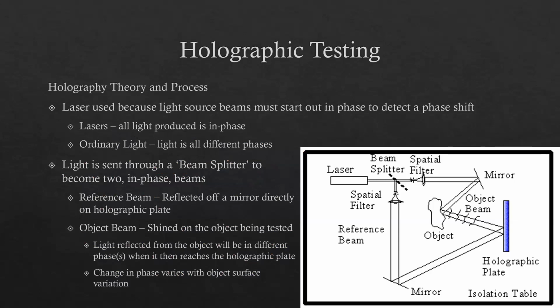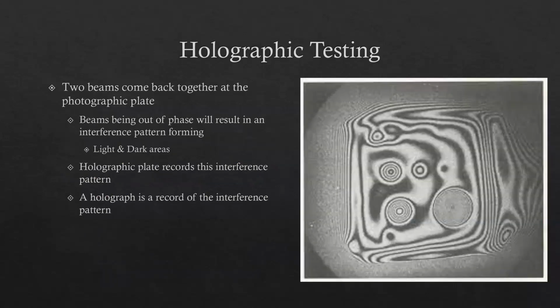So now when they come back together on our holographic plate, the light is no longer all in phase, right? The reference beam is in its original phase. The object beam, the phase has been changed after it hits the object. And so when they come together, our holographic plate is able to detect that phase change. And what you see is an image that looks like this.